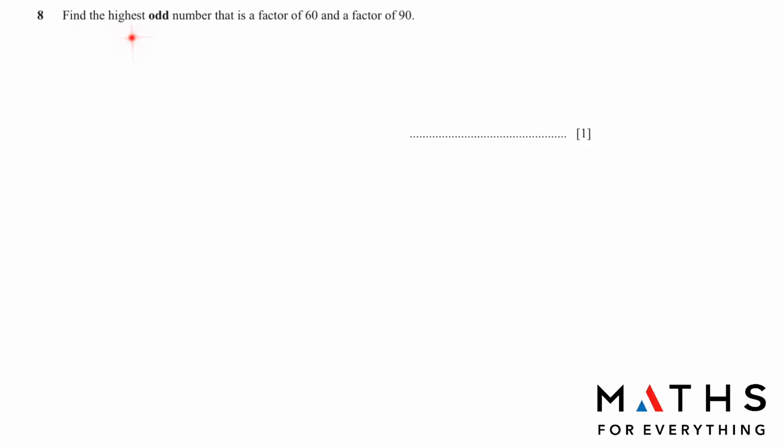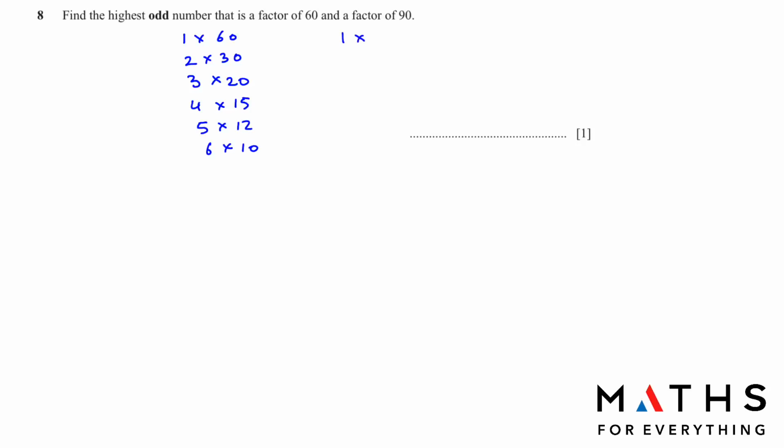Question number 8. Find the highest odd number that is a factor of 60 and a factor of 90. The answer is 15. But if you don't understand, write down all the factors like that. 1 multiplied by 60 will give you 60. 2 multiplied by 30. 3 multiplied by 20. 4 multiplied by 15. 5 multiplied by 12. And 6 multiplied by 10.